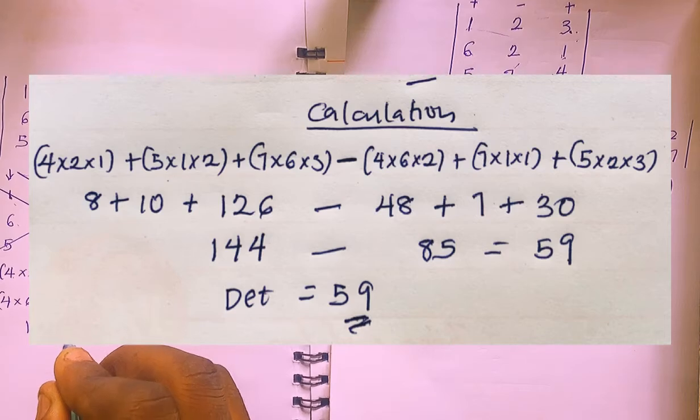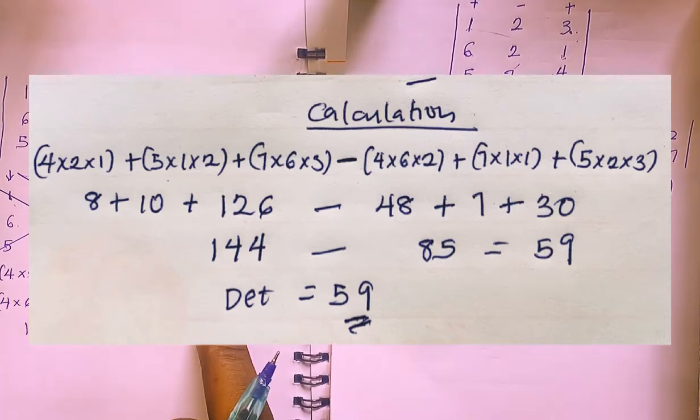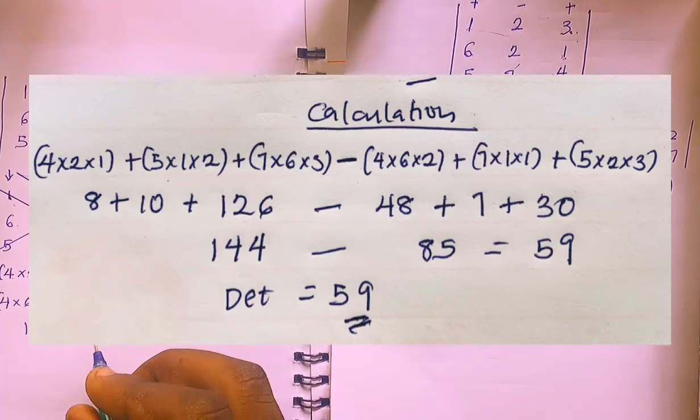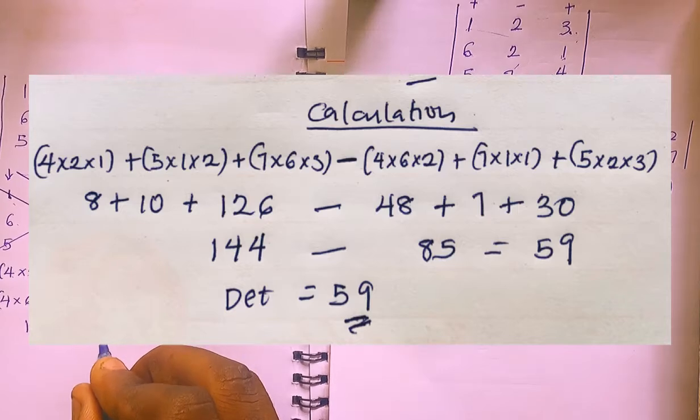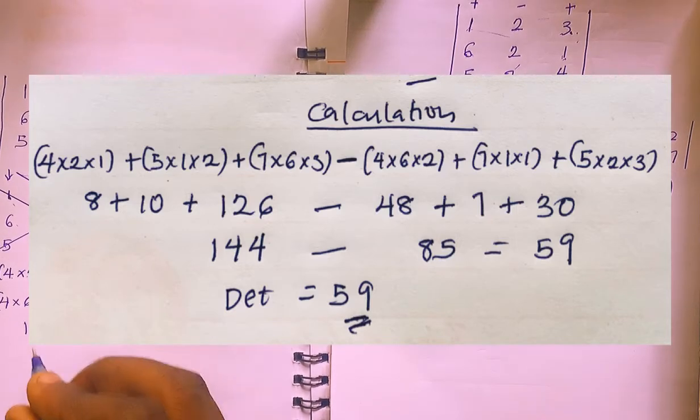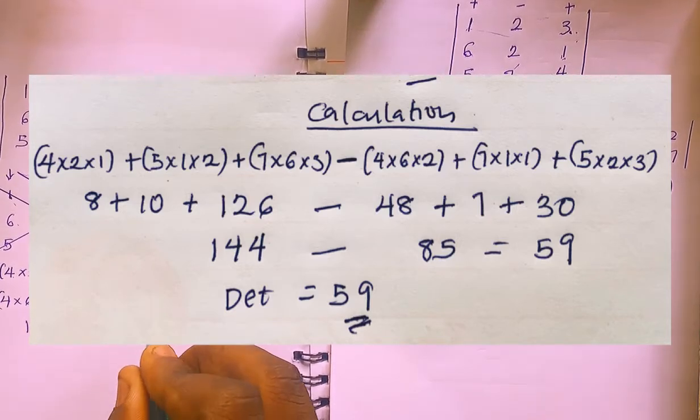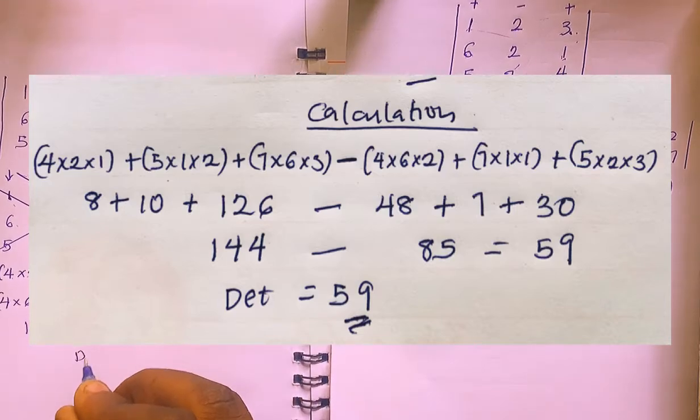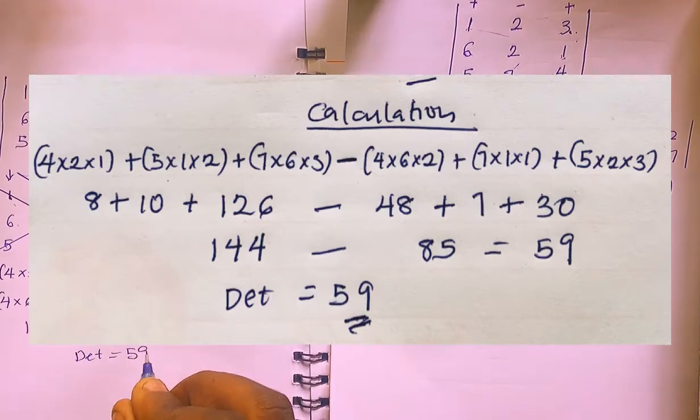Then you subtract 144 from all this. If you group this, you are going to see 85. You obtain 85. Then 144 minus 85 is equal to 59. Then our determinant is known as 59.